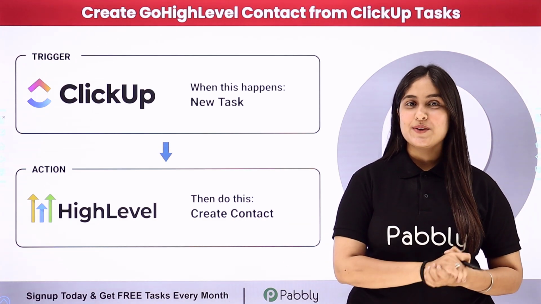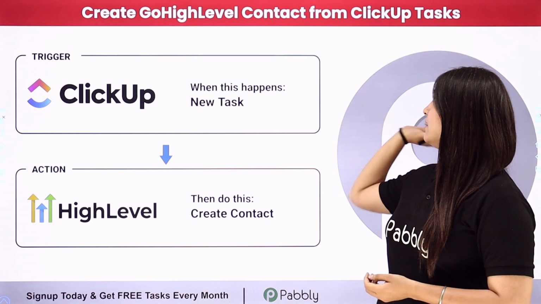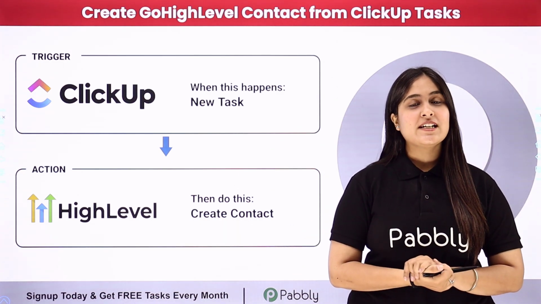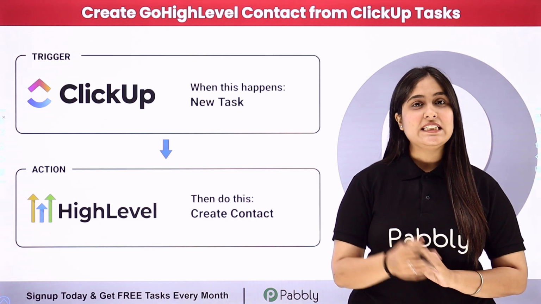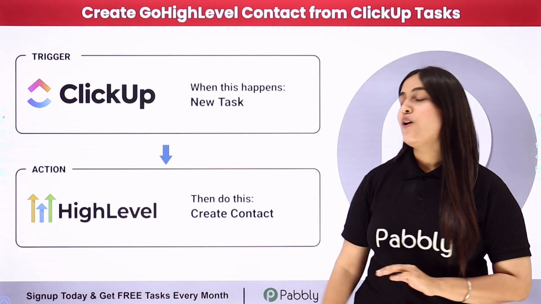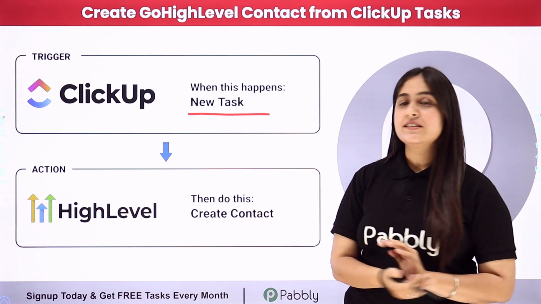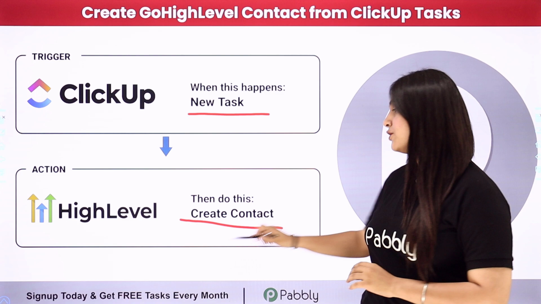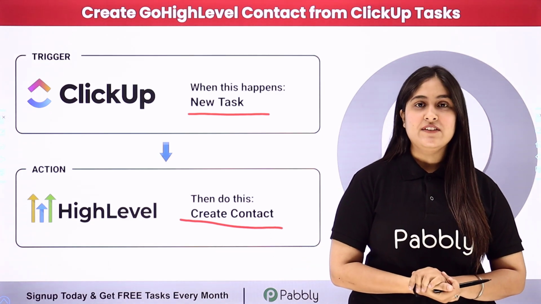So in this video we are going to learn how to create a GoHighLevel contact from a ClickUp task. Here I am receiving some new leads, and for that I am going to create a new task with all the lead details. In this case, I want that whenever a new task is created in my ClickUp account, a new contact should automatically be created for that lead in my GoHighLevel account.